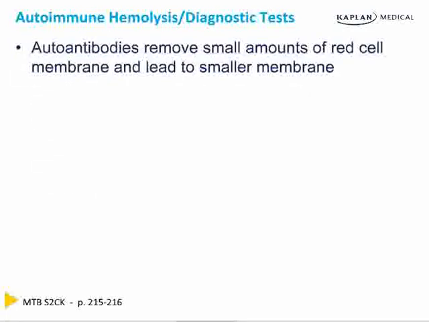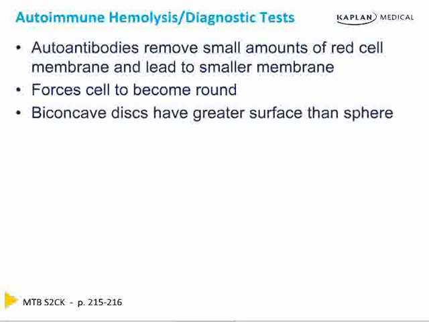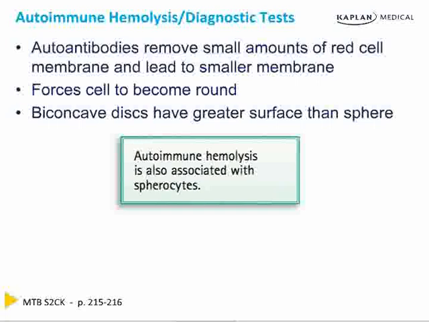Now remember, the autoantibodies can remove a small amount of the red cell membrane. They can make the membrane smaller, and it could force it to become round. Biconcave discs have a much greater surface area than a sphere. That's good, so it can take up carbon dioxide and get rid of oxygen. But autoimmune hemolysis is also associated with spherocytes as we force the cell into being somewhat smaller.